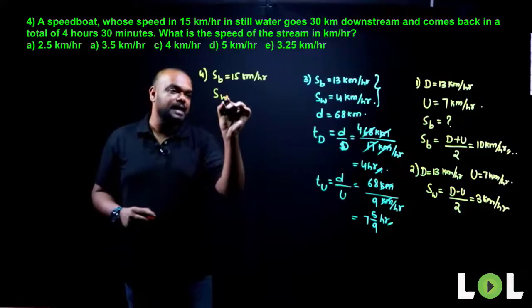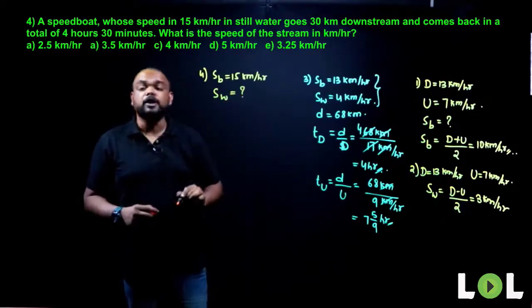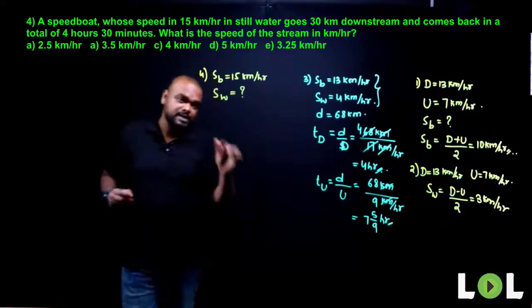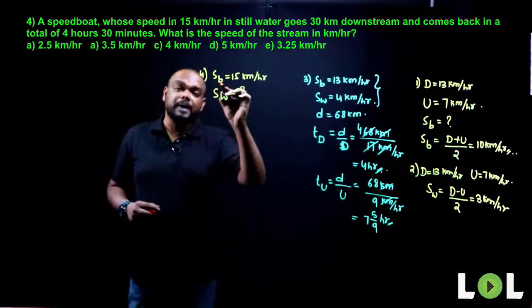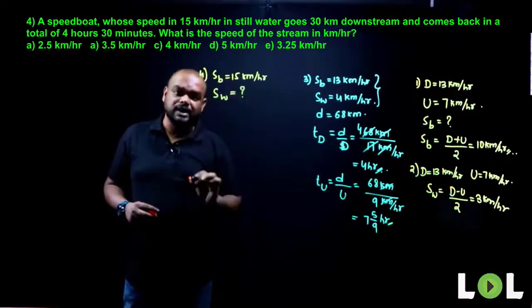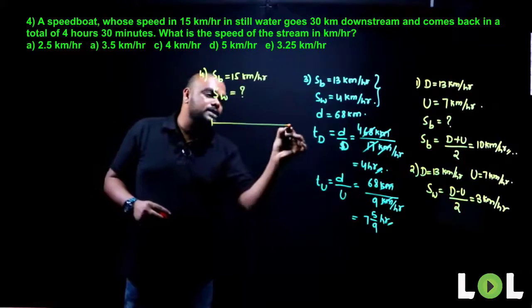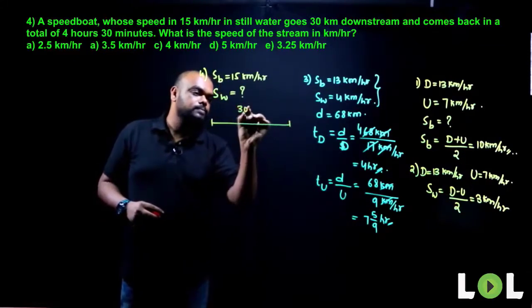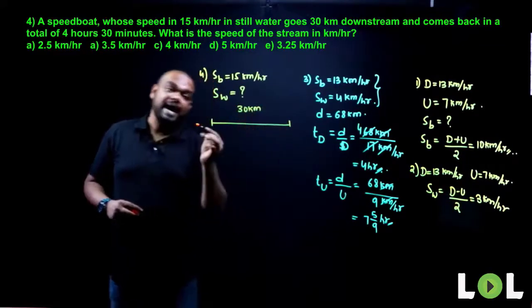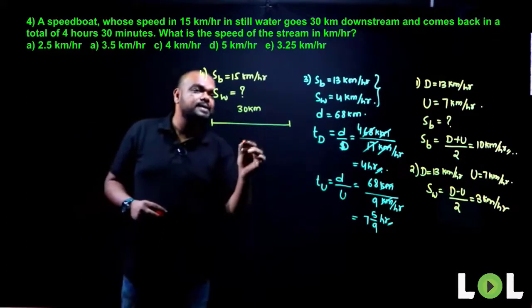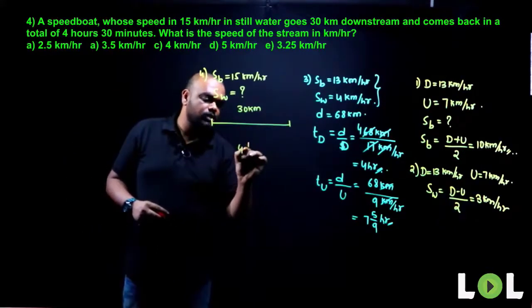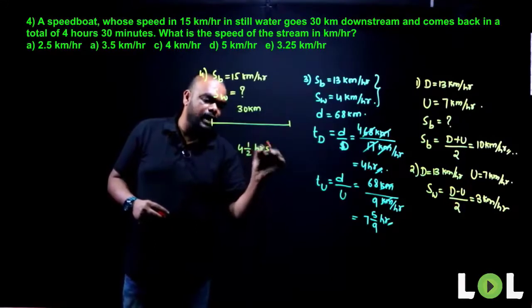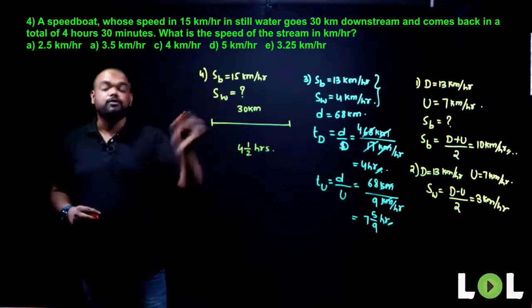Speed of stream means he's asking SW. Speed of stream or speed of water, everything is the same. What is it telling? A speedboat whose speed in still water is 15 km per hour goes 30 kilometers and comes back in 4 hours 30 minutes. That is 4.5 hours. Now, what is the speed of water?